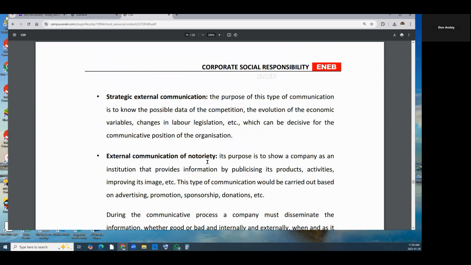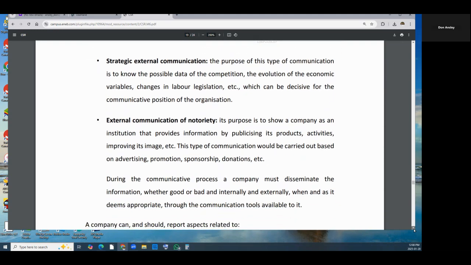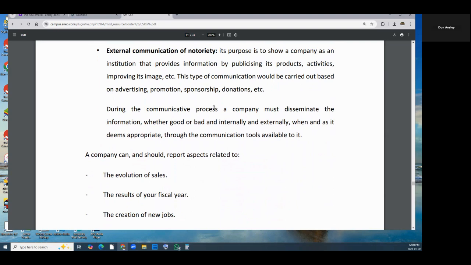The external communication of notoriety. Its purpose is to show a company as an institution that provides information for publicizing its products, activities, and improving its image, and this type of communication would be carried out based on advertising, promotion, sponsorship, etc. During the communication process of a company, it must disseminate the information, whether good or bad, and internally or externally, when and as it deems appropriate through the communication tools available to it.